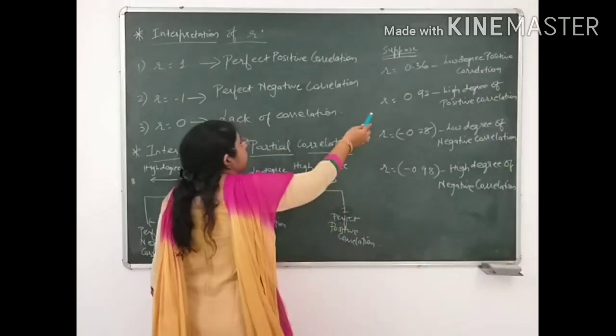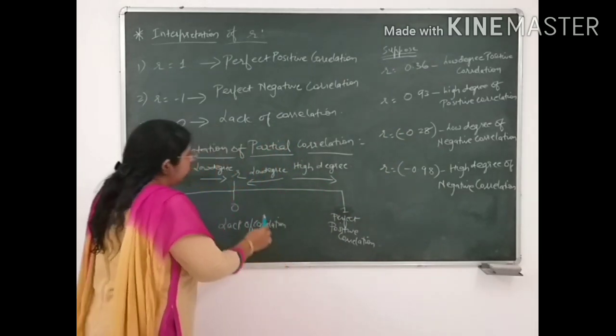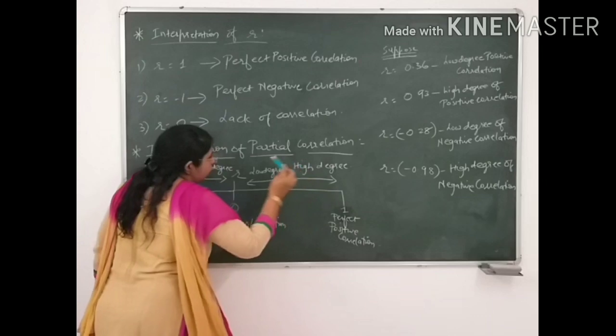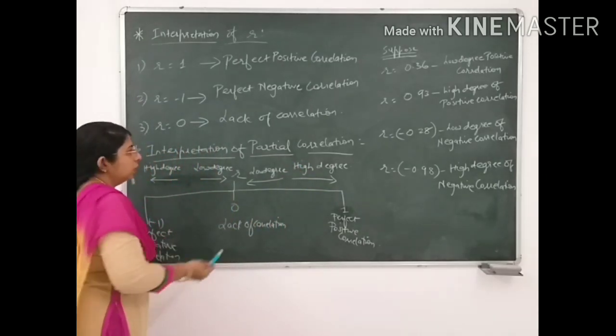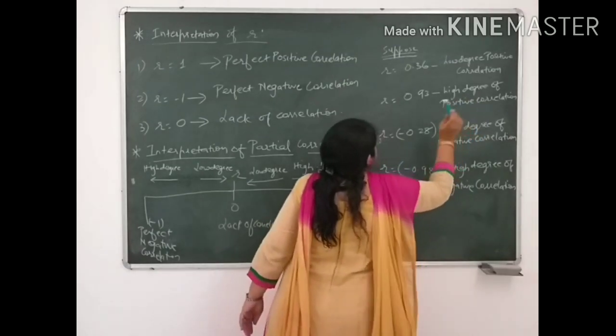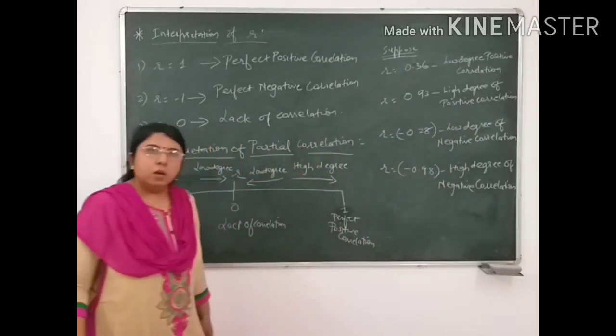Now the next example, suppose r is 0.93. 0.93 means it is moving in the direction of 1. It is nearby to 1. If it is nearby to 1, then it is called high degree of positive correlation, because the value of r is nearby to positive 1.